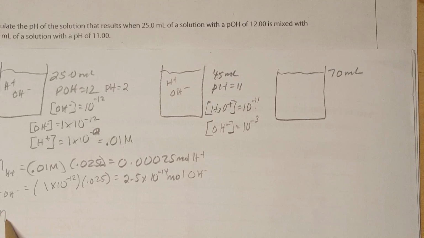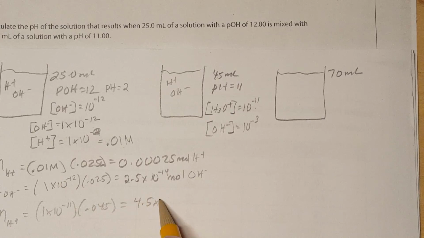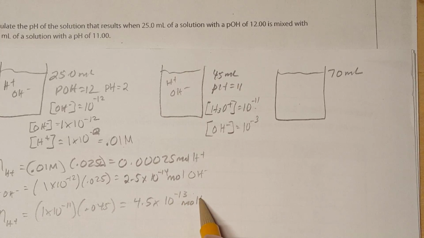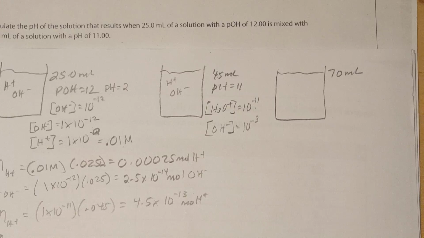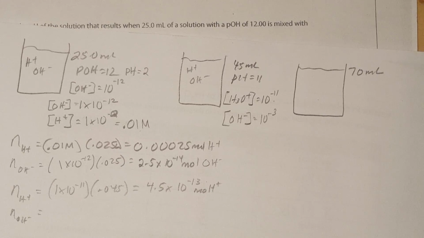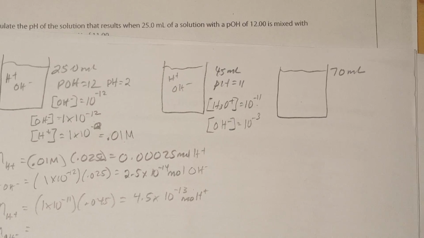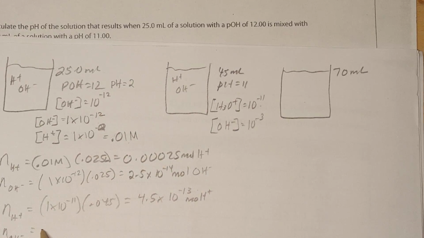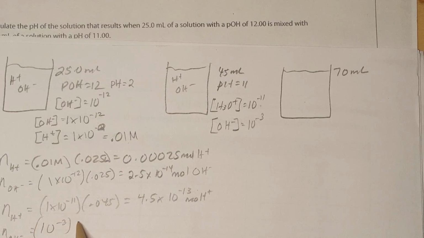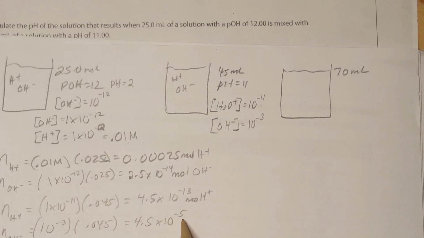In my second beaker, my number of H plus moles is going to be 1 times 10 to the minus 11 times 0.045, which is going to be 4.5 times 10 to the minus 13 moles of H plus. And my moles of OH minus is going to be 10 to the minus 3 times 0.045, which is going to be 4.5 times 10 to the minus 5 moles.